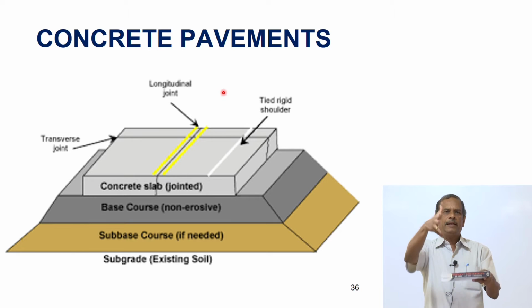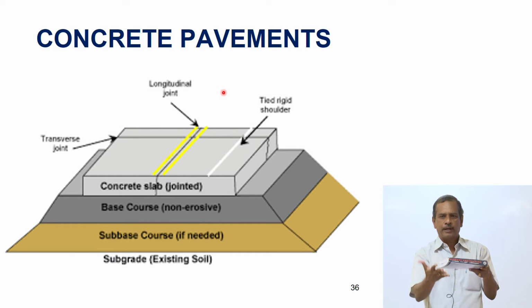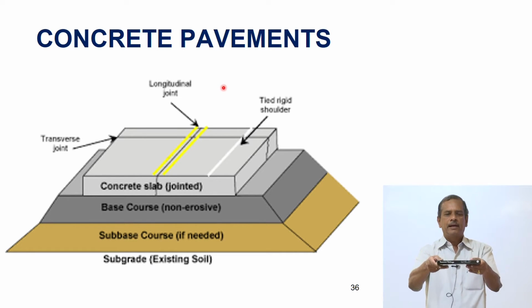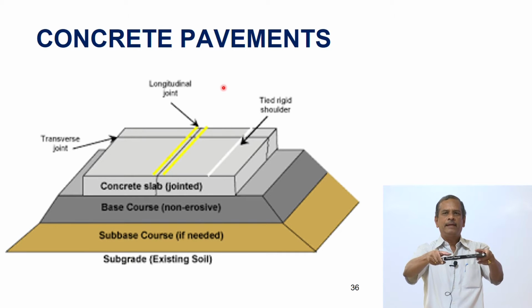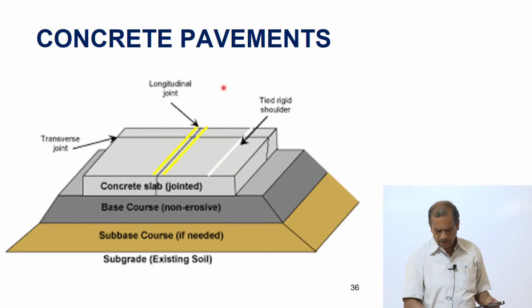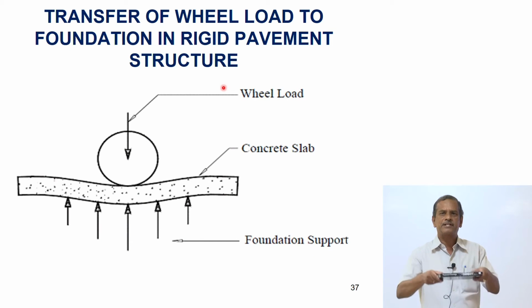So, I require a thicker layer if you want to distribute the load to the subgrade level, so that the pavement does not fail prematurely. Alternatively, I can go in for a concrete pavement. The concrete pavement takes up the load by slab action. As can be seen here, it consists of different layers again.